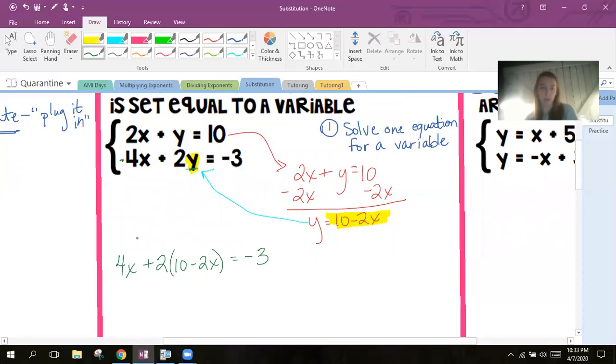Okay, so you can just make a little note here for yourself. You would say, now you solve for x. Okay, so that is what you would do if no equation is set equal to a variable.